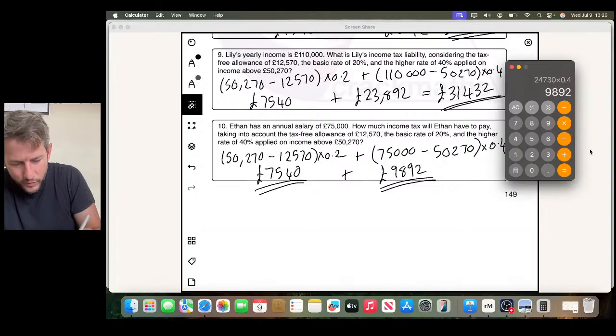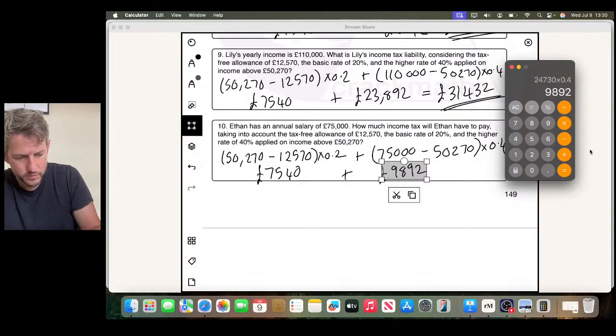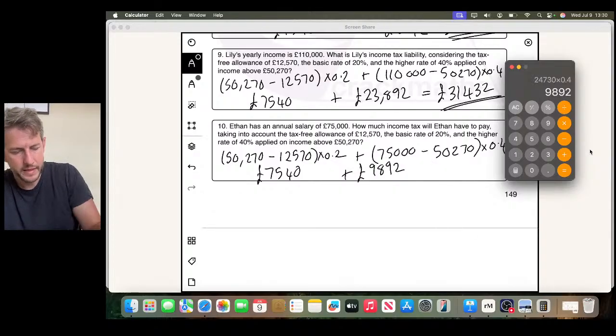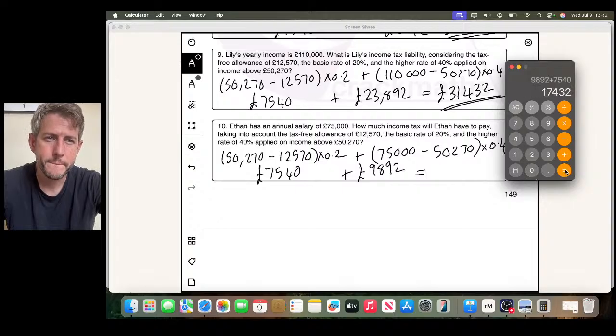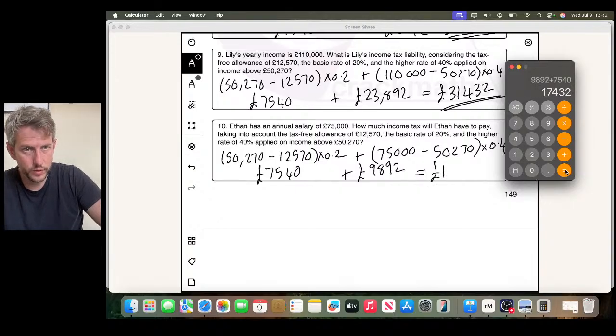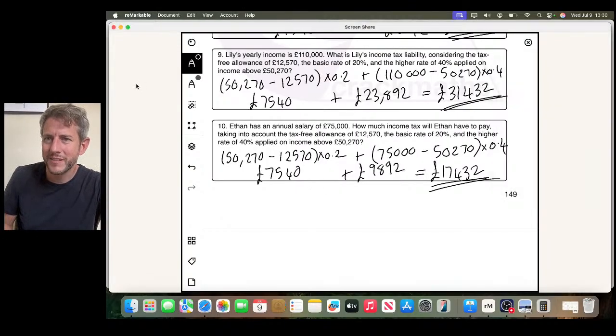Oh, I've been underlining things I shouldn't underline. Okay, so if we add those together, I should just move that over here. Just to give myself space. When we add those together, I'm going to add on the 7,540, and that will be this here. And I'll give that a double underline, and then we are going to be done. Okay, let's get this marked, and then that'll be that for this round.